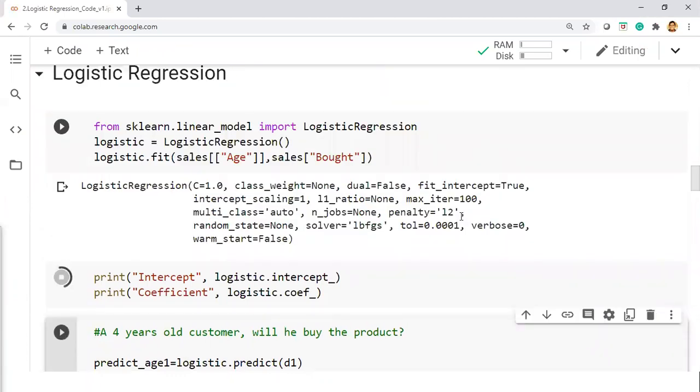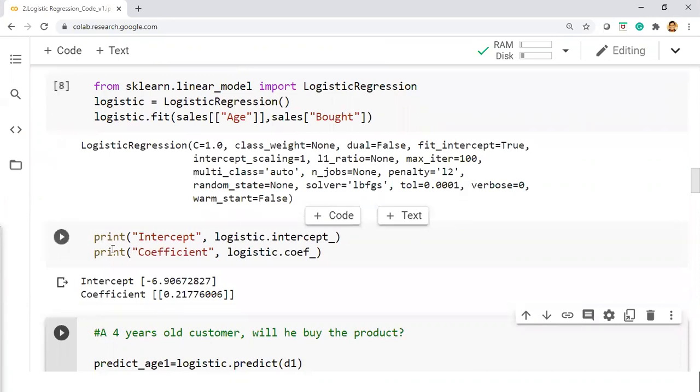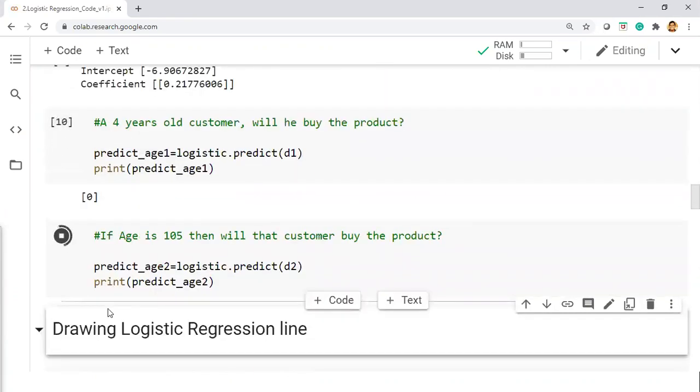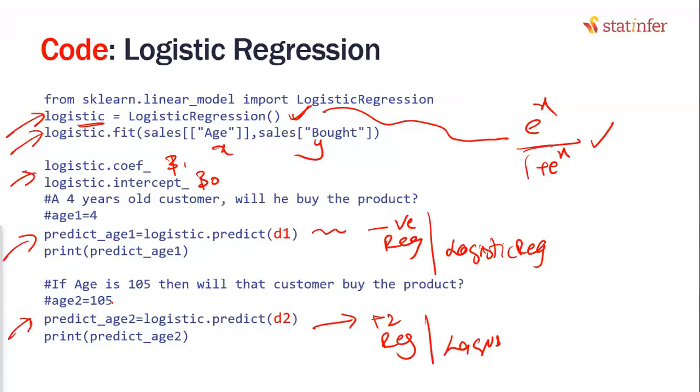So one by one, let us build the logistic regression line. Let us get the intercept, which is beta naught, and the coefficient, beta 1. When the age is 4, the predicted value happens to be 0. When age is 105, the predicted value happens to be 1. So 0 is the predicted value, and 1 is the predicted value by the logistic regression line. These are the predicted values.